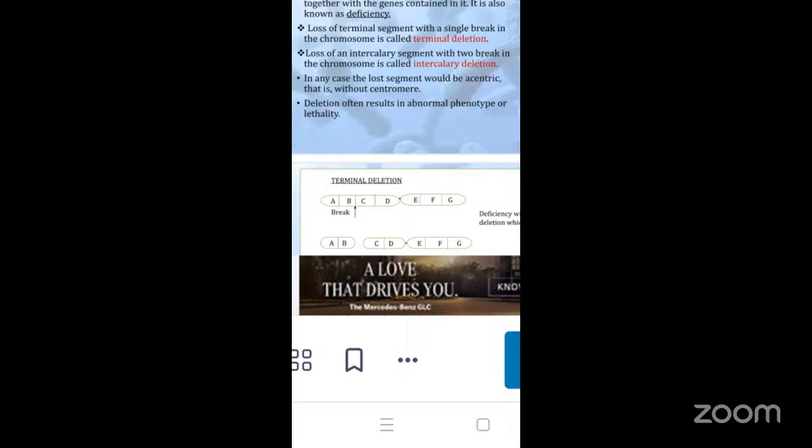Homozygous deletion: a segment is lost from both chromosomes of the homologous pair. It is mostly lethal. The next one is heterozygous deletion, meaning a segment is lost from one of the two homologous chromosomes. It mainly causes an abnormal phenotype.